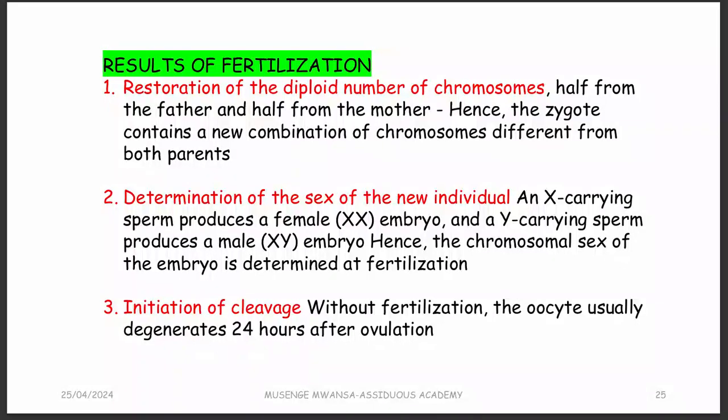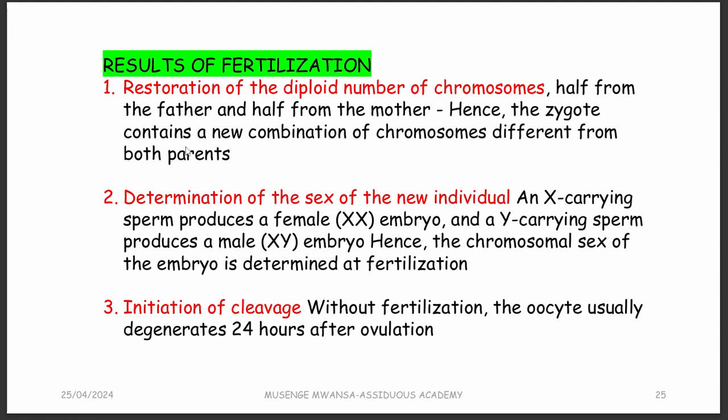So what will be the result after fertilization has happened? I saw one exam question which said to list at least five results of fertilization. One is that after fertilization, there's going to be restoration of the diploid number of chromosomes. Remember, it was haploid: the male 23, the female 23. After fertilization, it will come back to 46. There's also going to be the determination of the sex of the new individual. If the sperm carries the X chromosome, you are going to be female. If it carries the Y chromosome, it's going to be male, because the egg always contains the X chromosome.